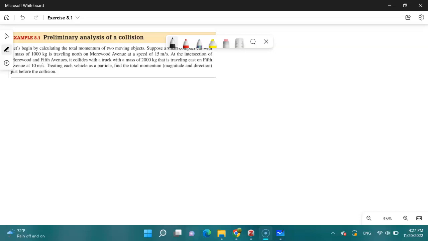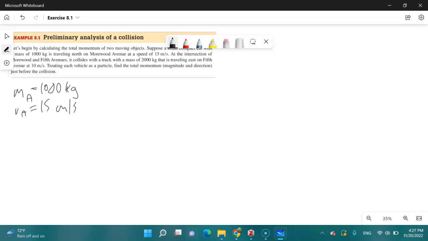In this problem, we're going to be working on a preliminary analysis of a collision. So first, let's read the problem to see what values we can work with. Suppose a small compact car with a mass of 1,000 kilograms. So we know our first value is 1,000 kilograms for the mass of this first car. And it's traveling at a speed of 15 meters per second. So now we know the velocity of the car.